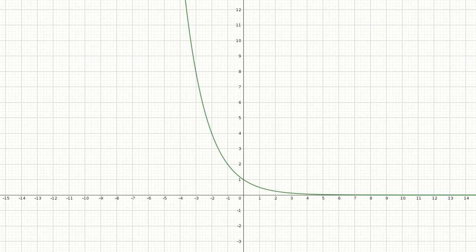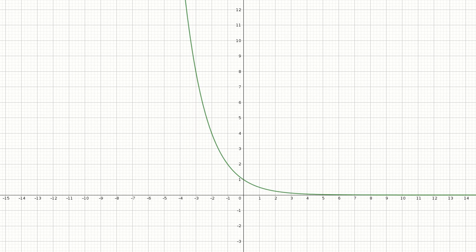The center of this world, of course, is the point (0, 1), halving as we go to the right, doubling as we go to the left. This looks a lot like a mirror image of the doubling function that we had in the previous question. And in fact, it is. It's a mirror image along that y-axis.